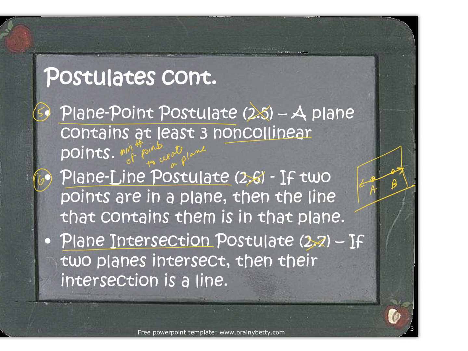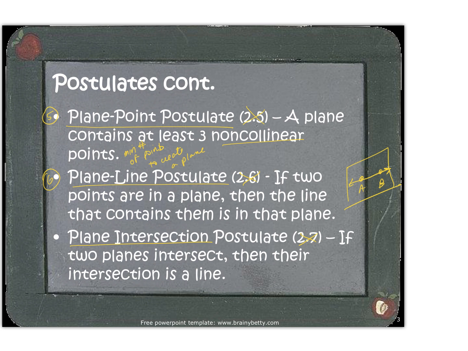And the last postulate we're going to talk about today is the 7th postulate of the day, and it is the plane intersection postulate. And this basically says that if 2 planes intersect, then their intersection is a line. So think of this plane here, and then think about another plane drawn that intersects this, like maybe a plane that goes, this goes behind it, this doesn't.